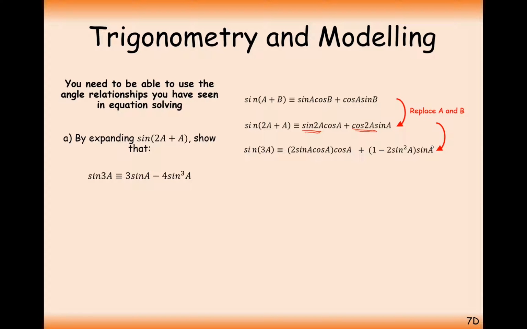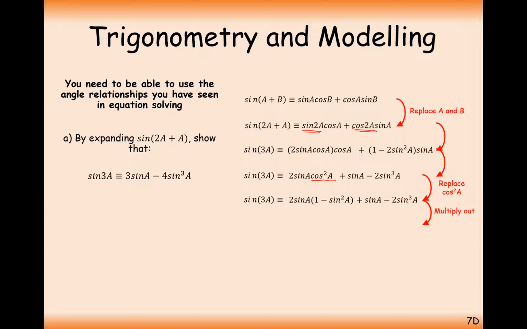as the identity for cos 2a. Now expand your brackets and do a bit of simplifying. So it's going to be 2 sine a cos squared a plus sine a minus 2 sine cubed a. Now we want our answer only with sines in it, so we're going to have to get rid of this cos squared a to a 1 minus sine squared. So in this case here it's going to be 2 sine a brackets 1 minus sine squared a, and then it's going to be plus sine a minus 2 sine cubed a. Expand the brackets and simplify, and we get what we're looking for here. We're going to get 3 sine a minus 4 sine cubed a.